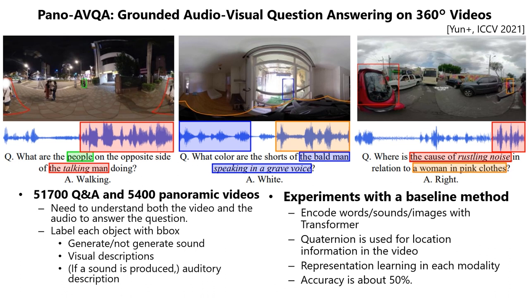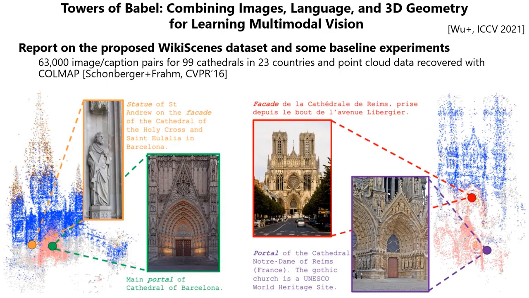The authors collected questions that can only be answered correctly if a method understands both the visual and audio information. The next example is a dataset of historical buildings for which a point cloud is generated from multiple images, each of which contains a number of images and captions.